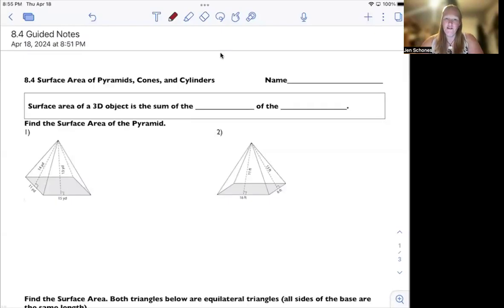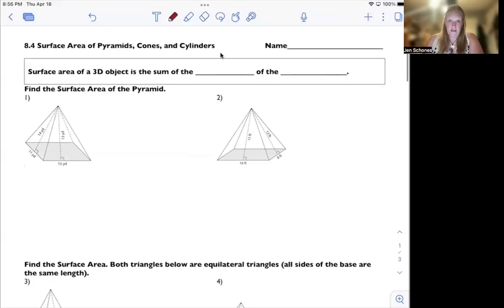Okay, hello and welcome to surface area of prisms, cones, and cylinders. We've already talked about these shapes, right? Now we're going to figure out how we would wrap them, how we would cover them. Except for cones and cylinders, because they have circular bases, the surface area for pyramids is the same: you just find the area of all of the faces.